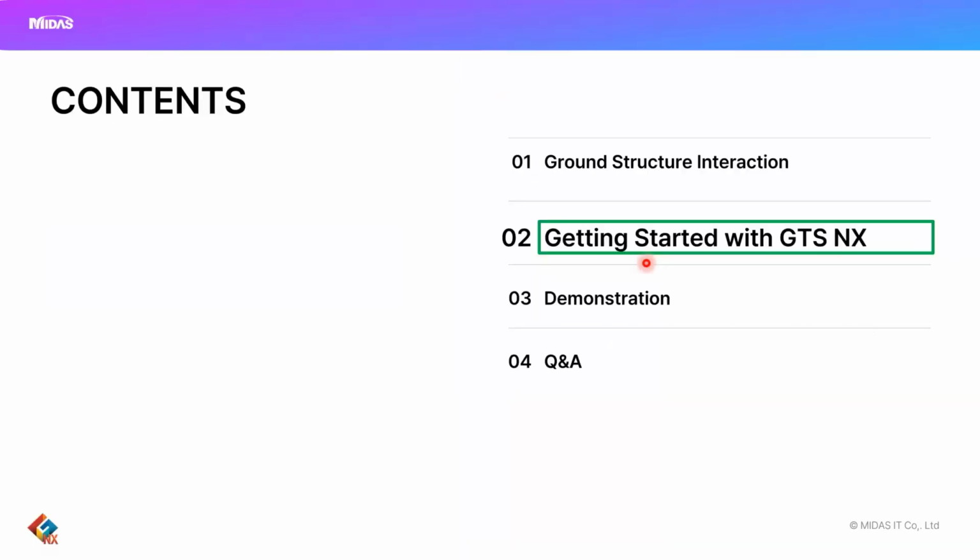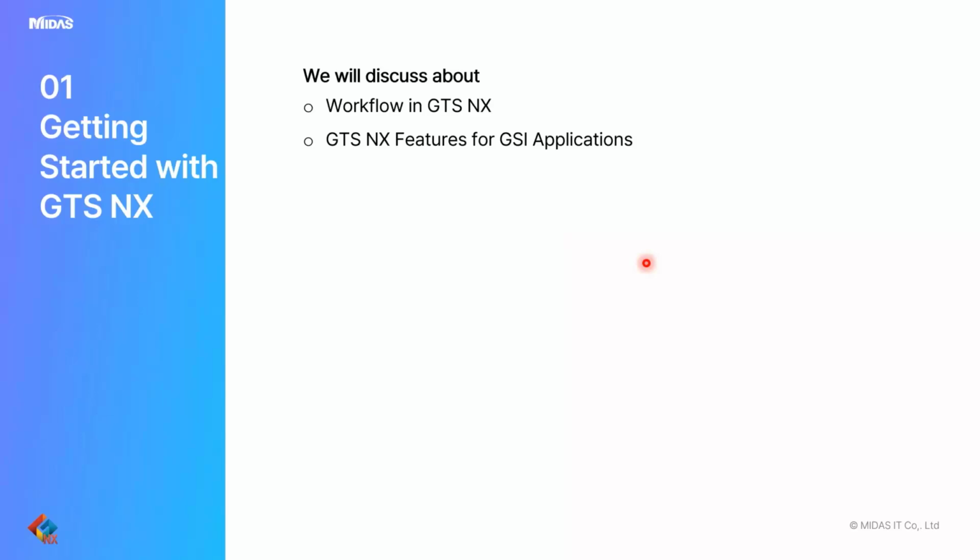Then if we move to GTS NX, there are many features in the software that will help you in modeling the substructure along with the soil as a continuum. We will see how that will help you in your projects. Firstly, we'll talk about the workflow in GTS NX, and what features of this software will be helpful for ground structure interaction studies.